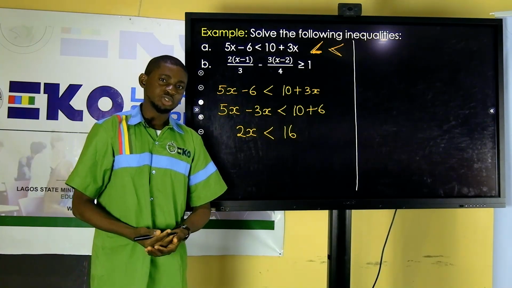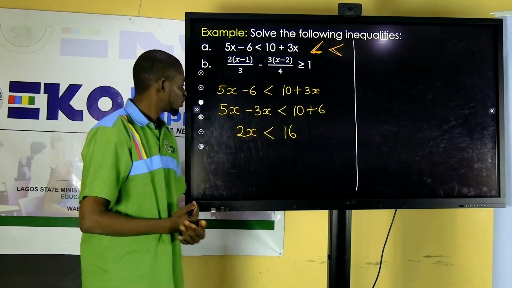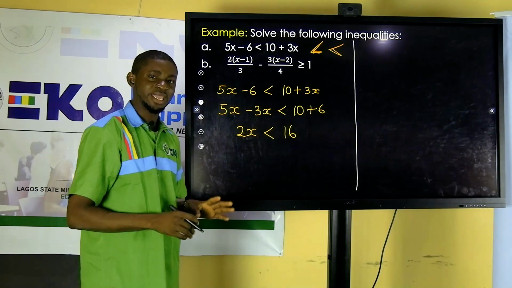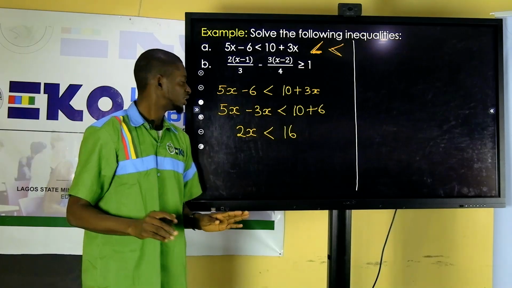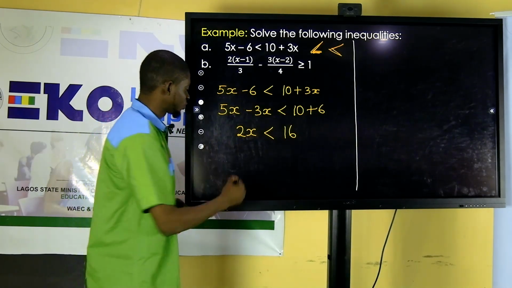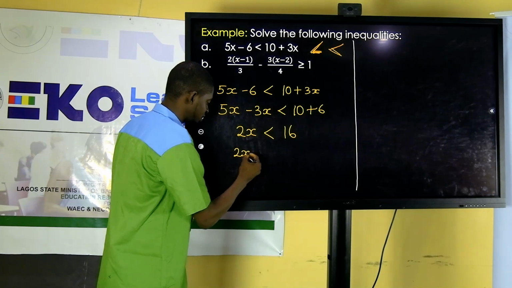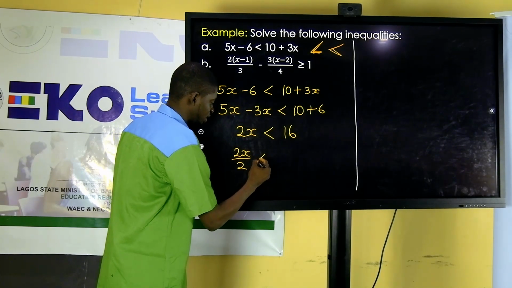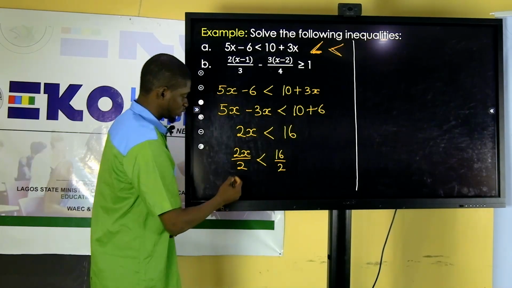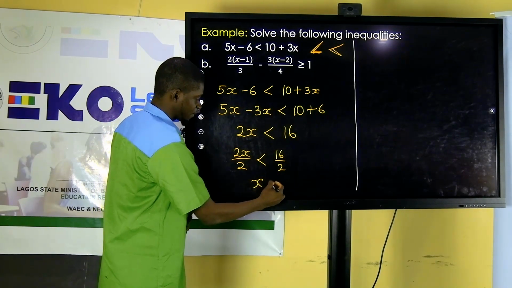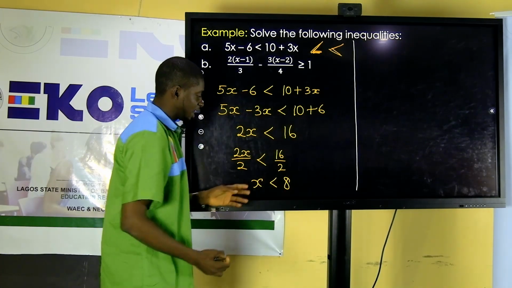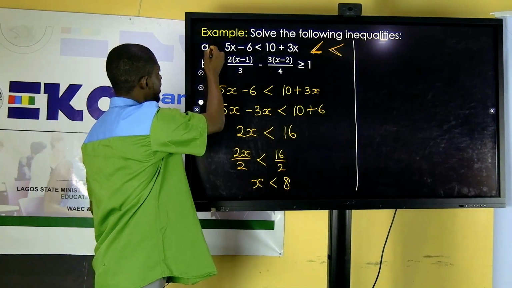Just like our linear equation that we've learned a few weeks back, here we are dividing both sides of the inequalities by a positive number, so the sign will not change. We are dividing both sides by the coefficient of x, which is 2. So we have 2x divided by 2 less than 16 divided by 2. So here we have x less than 8. And that is the solution to this inequality.